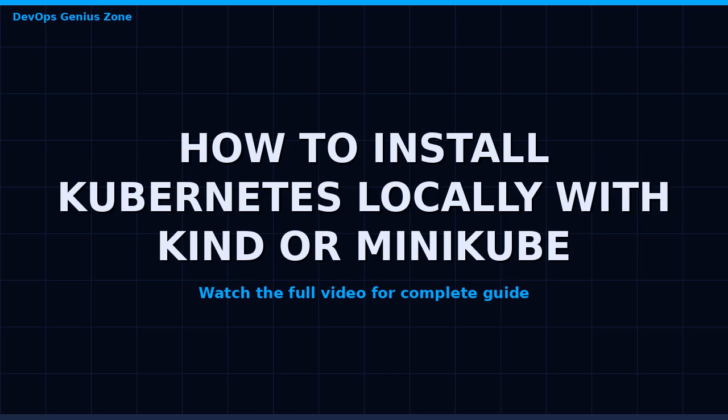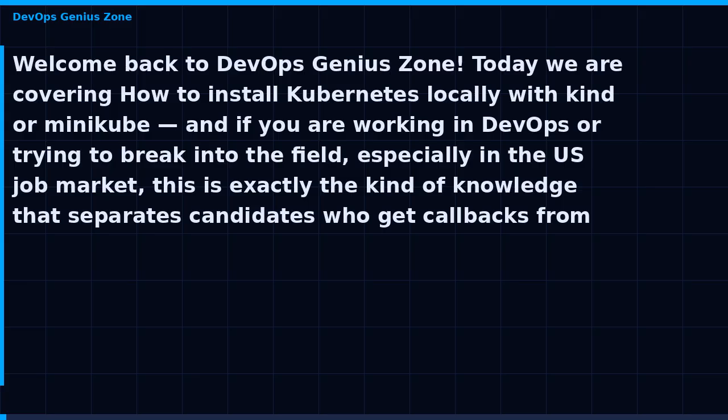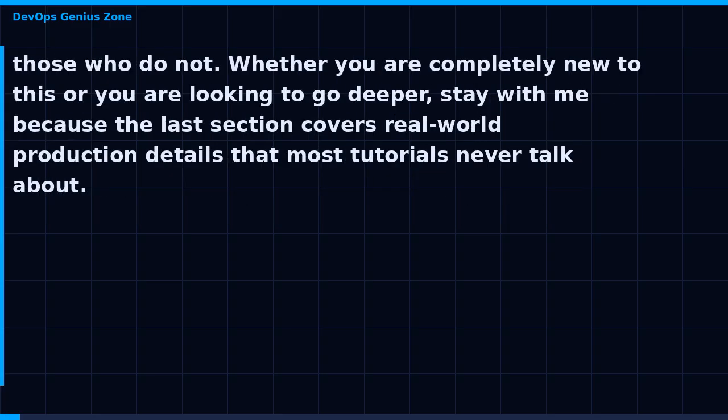Today we are covering how to install Kubernetes locally with Kind or Minikube, and if you are working in DevOps or trying to break into the field, especially in the US job market, this is exactly the kind of knowledge that separates candidates who get callbacks from those who do not. Whether you are completely new to this or you are looking to go deeper, stay with me because the last section covers real-world production details that most tutorials never talk about.